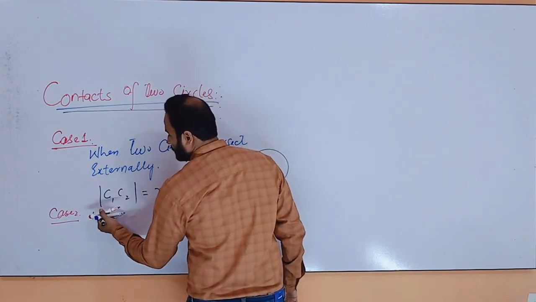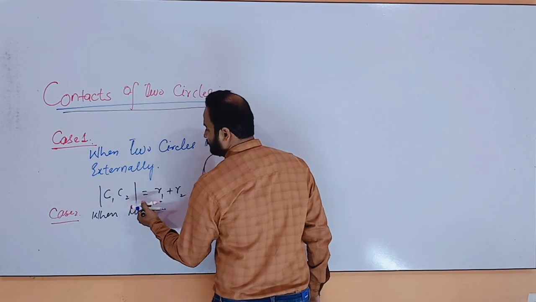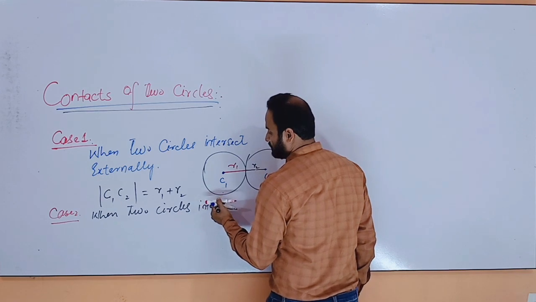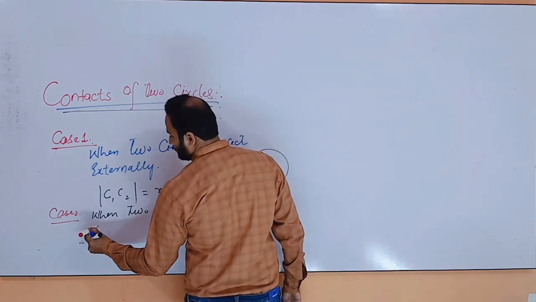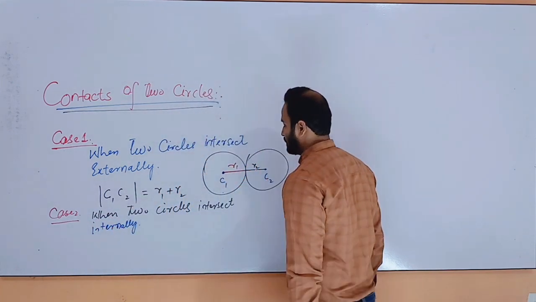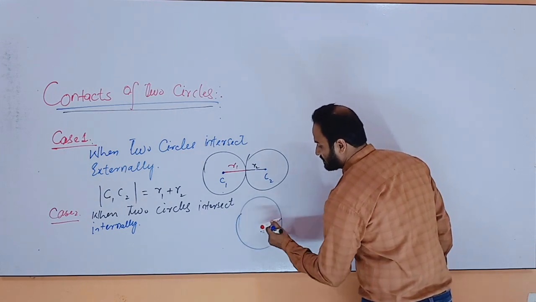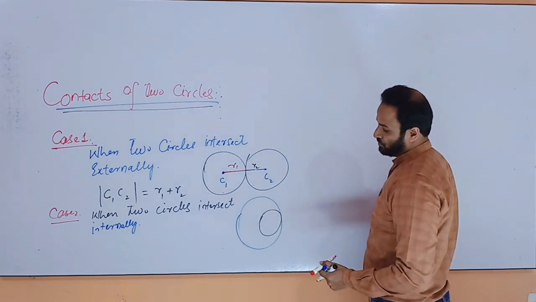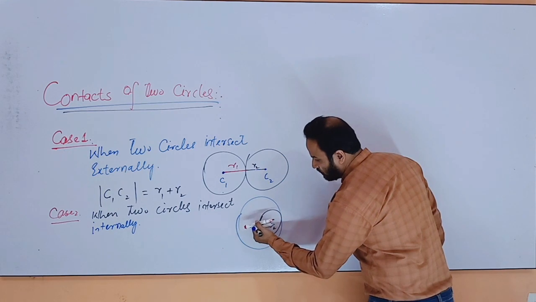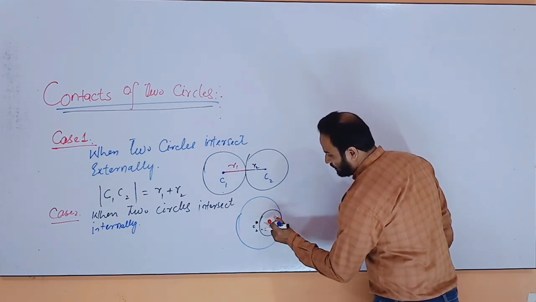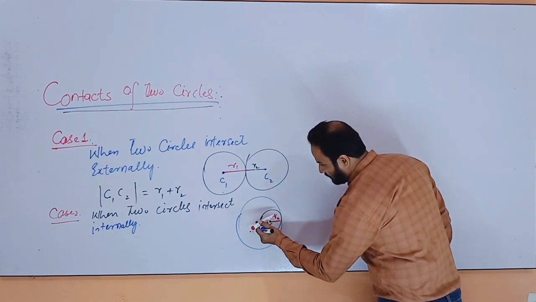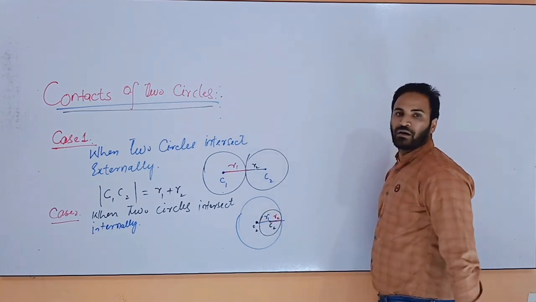When two circles intersect internally, for example, let this be circle 1 and this be circle 2. The center of this circle is C2, the center of this circle is C1. Okay, the radius of this is R2 and the radius of this circle is R1.